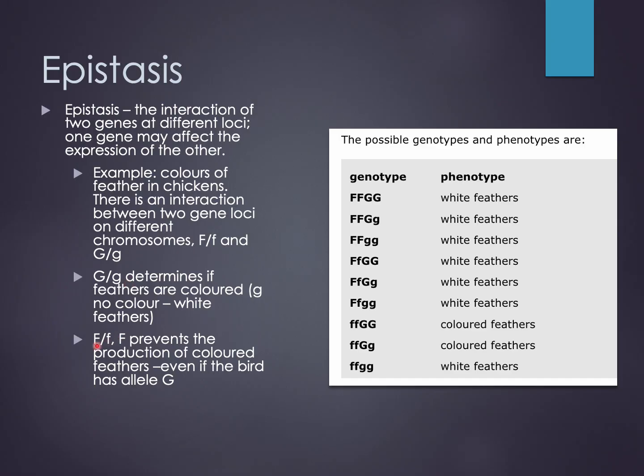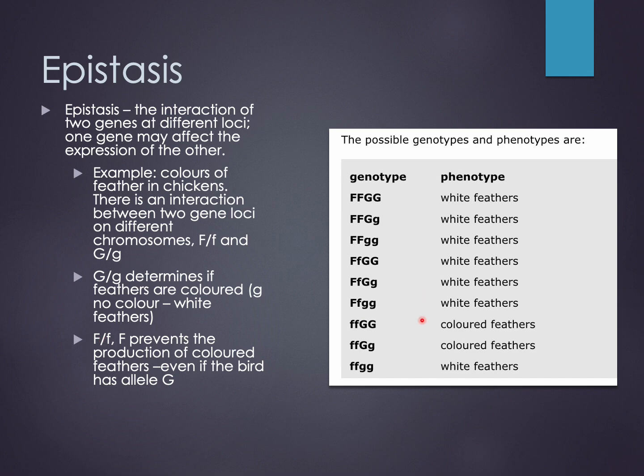And then the capital F is the dominant allele that's going to prevent the production of color in feathers. Even if there's a dominant color allele showing, indicating that it has the capital G, and we should see a colored feather, if it has this capital F, the colors can't be produced, therefore we're not going to have colors.